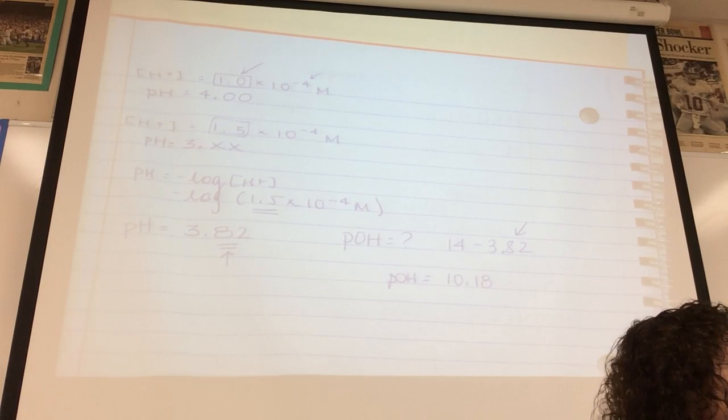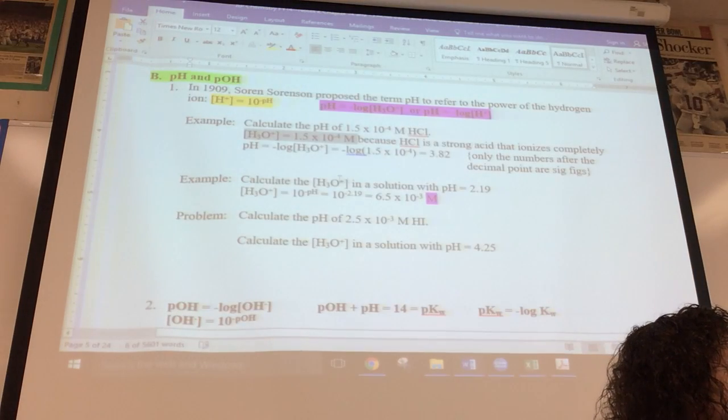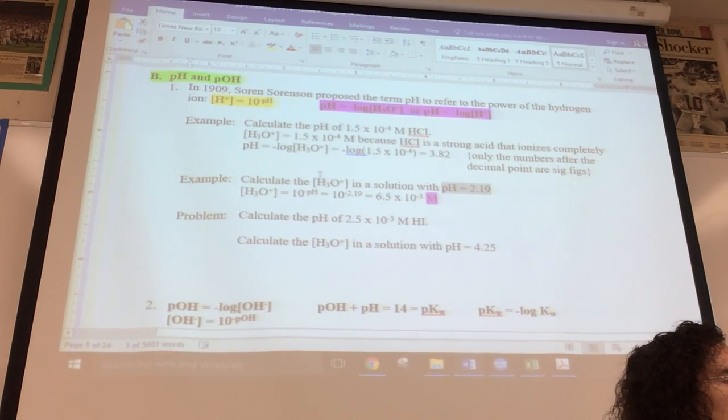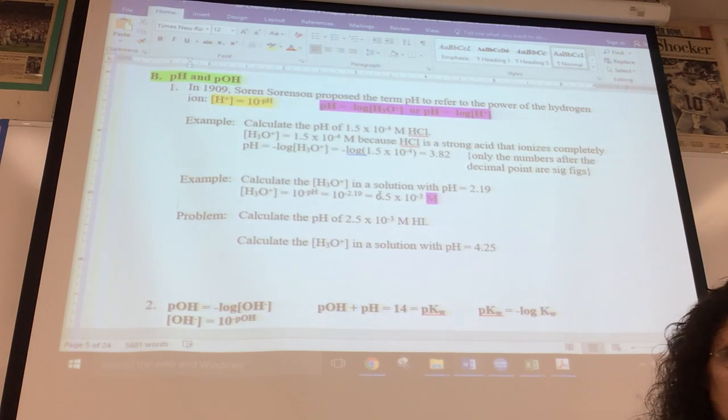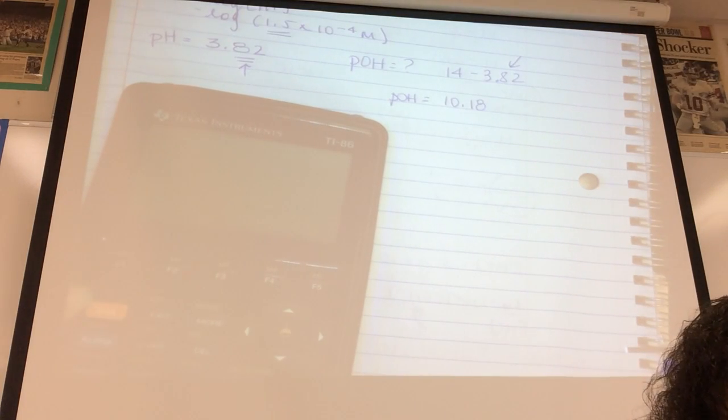The other thing you want to be comfortable with is it says calculate the hydronium or proton ion concentration in a solution with a pH of 2.19. Hydronium ion concentration is 10 to the negative pH, so you would throw that up here. In your calculator, you'd hit 10 to the negative, it should be the inverse of the log button. It's a 10 to the x button, negative 2.19.